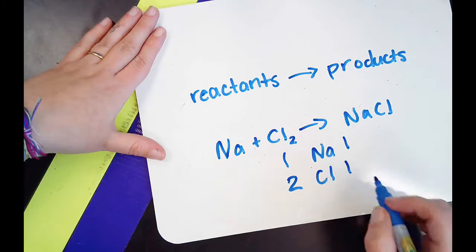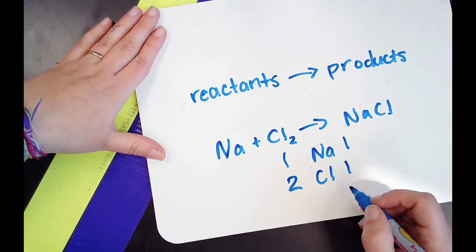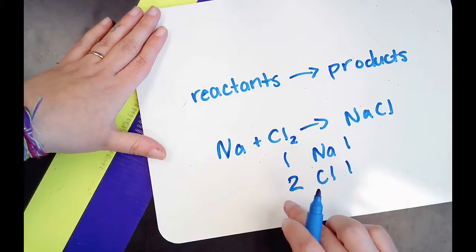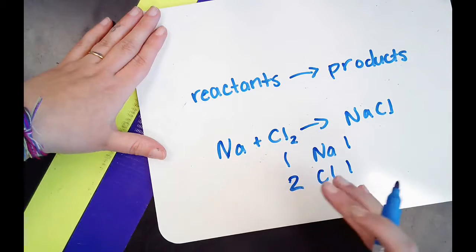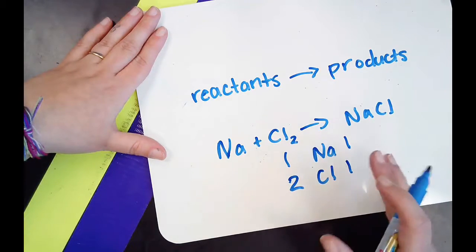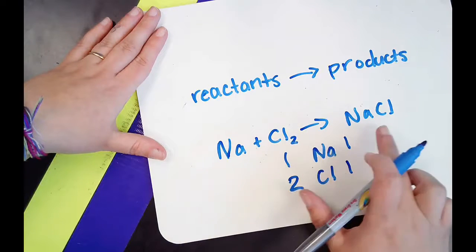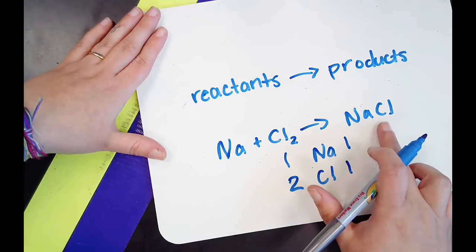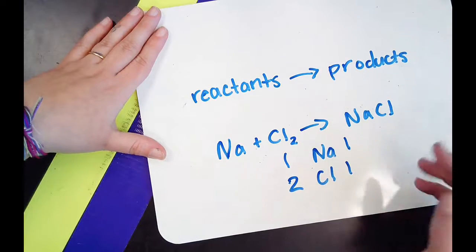This does not allow for conservation. Remember, we talked about the law of conservation, and we said that we can't create or destroy matter, so we can't create or destroy atoms. And so here I have 2 chlorine atoms, but only 1 over here. So I can't destroy matter like that. I have to balance my equation.